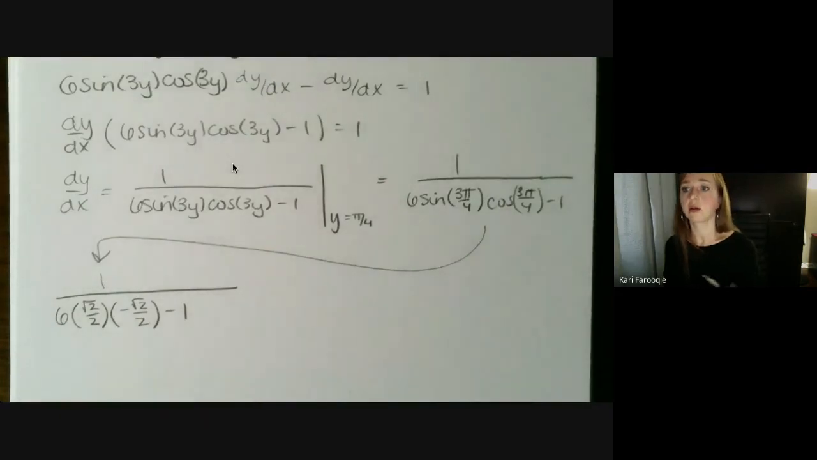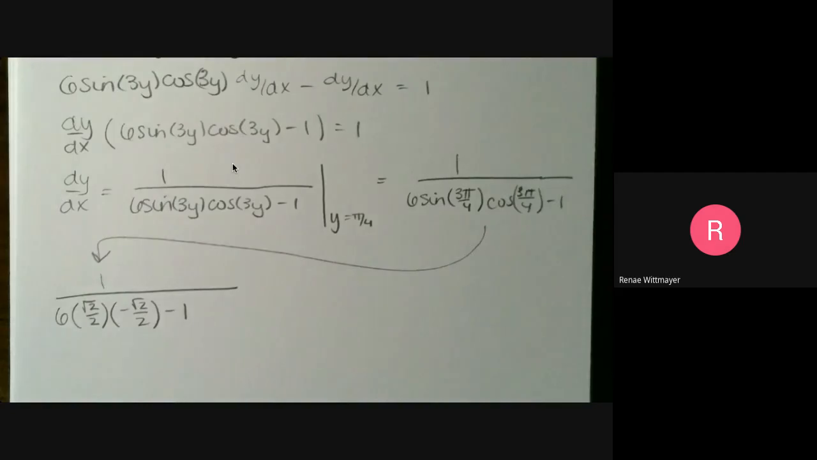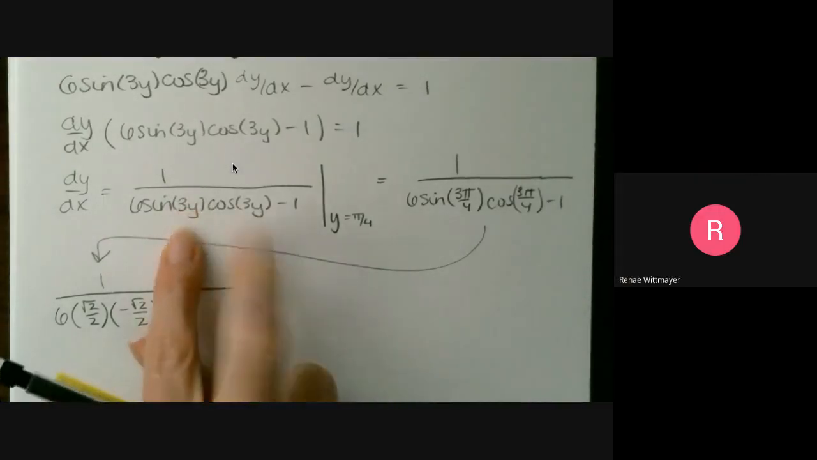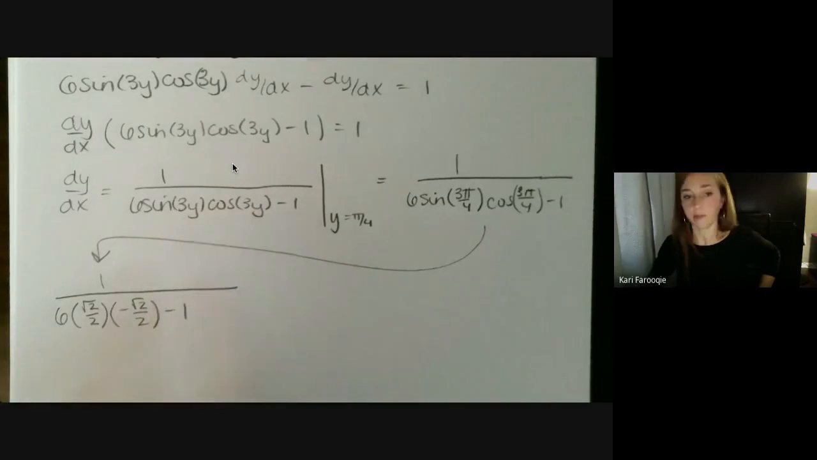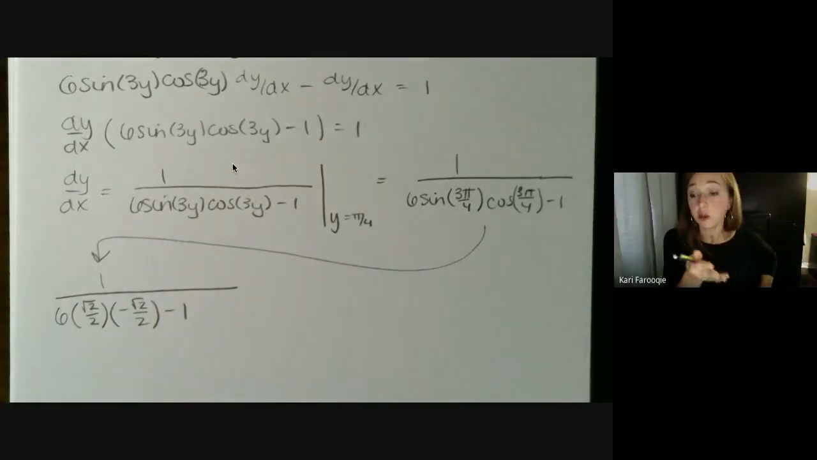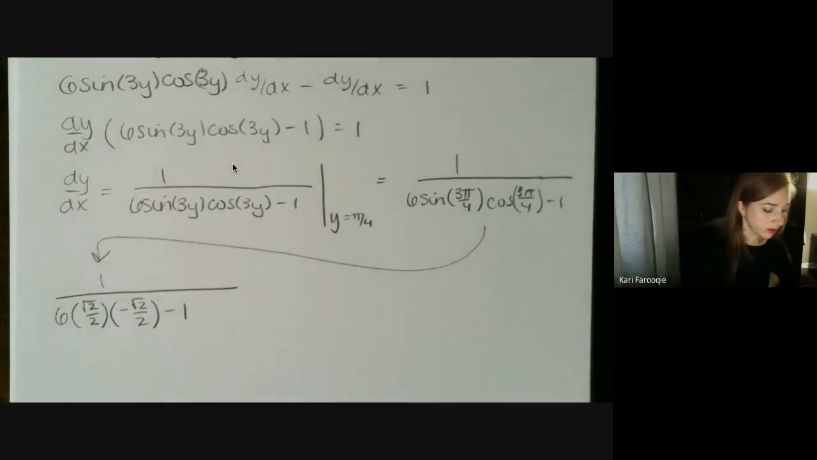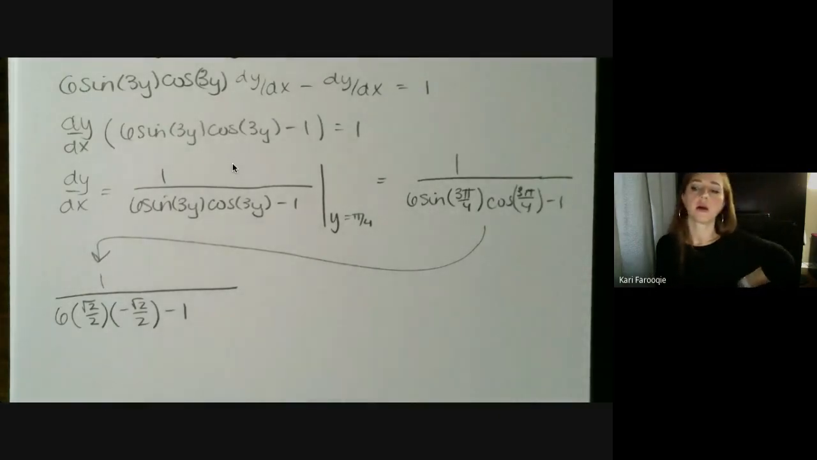Yes, Renee? Shouldn't it be 6 sine pi over 4 and cosine pi over 4 minus 1 instead of 3 pi over 4? Oh, it's the 3y. That's what does it. Okay. But thank you for checking, because I do crazy stuff all the time. My mind is all over the place. So I always want you guys to check in with me if you feel like I've done something weird. Anyone else questions here? We've got to simplify still.